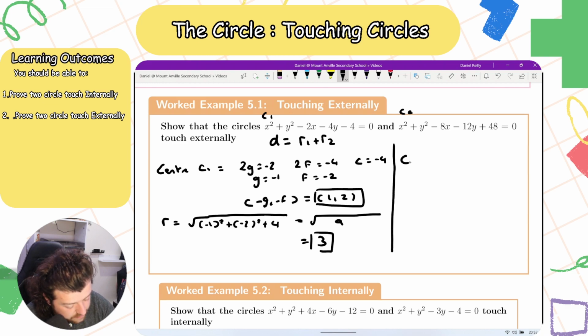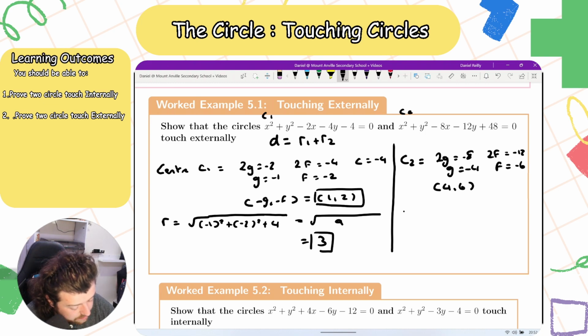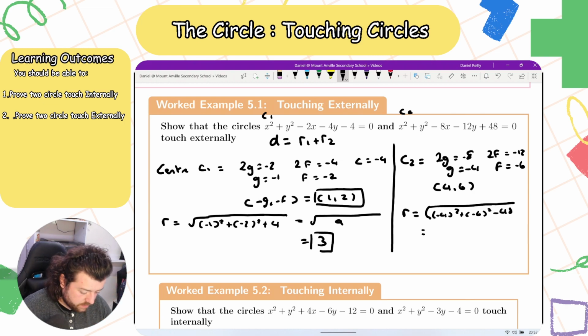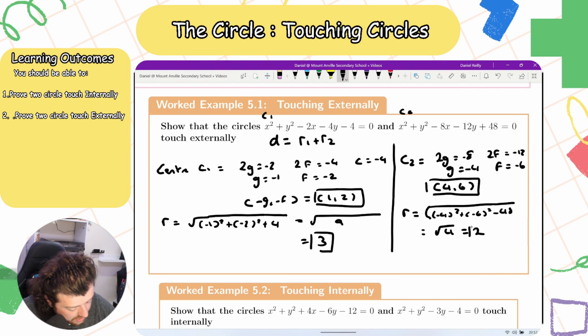For the second circle, C2, 2G is equal to minus 8, so G is equal to minus 4. 2F is equal to minus 12, so F is equal to minus 6. So I have (4, 6) as my center point, and my radius is going to be the square root of minus 4 squared plus minus 6 squared minus 48, which is 16 plus 36 minus 48. That is the square root of 4, which is equal to 2. So here are my two center points, and there are my two radii.